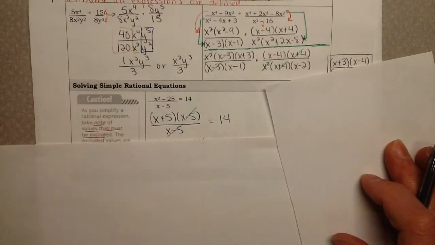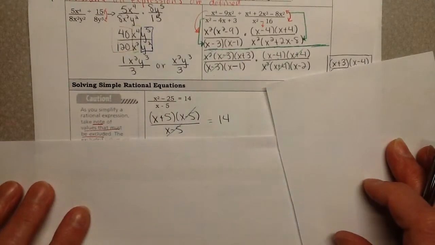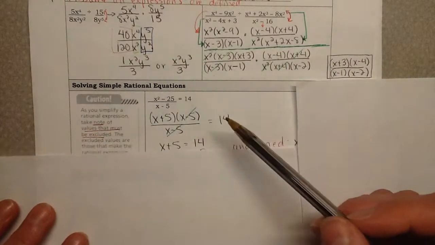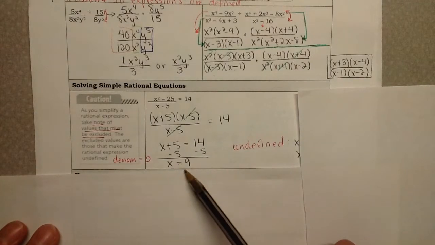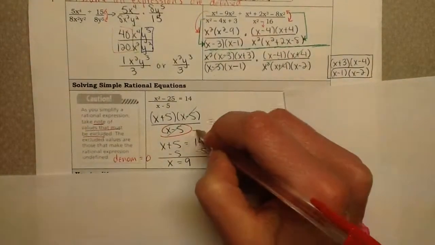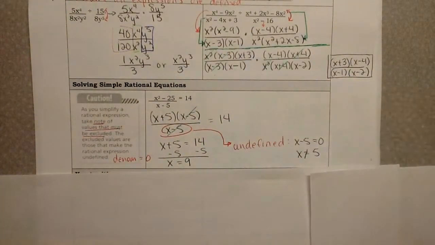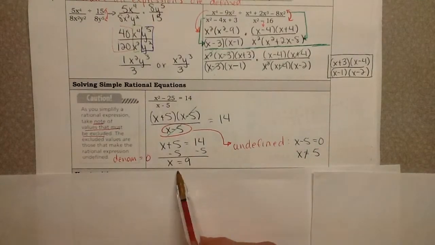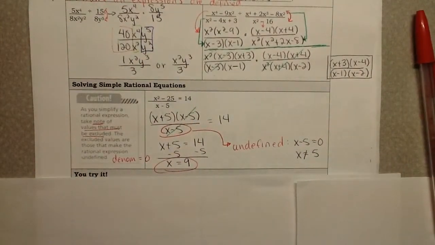Now we're solving equations, so that means we have to figure out if the value that we find makes this undefined. So we now have x plus 5 equals 14. We're going to subtract 5 from both sides to get x equals 9. So let's look at our original denominator, which is here. That's what we look at to find our undefined values. So we just set x minus 5 equal to 0. And that means that x cannot equal 5. Well, that's not a 5, so we're okay. And this is going to be our solution for that rational equation.